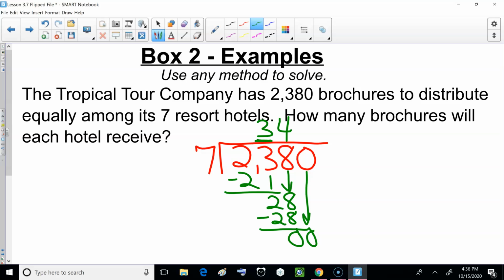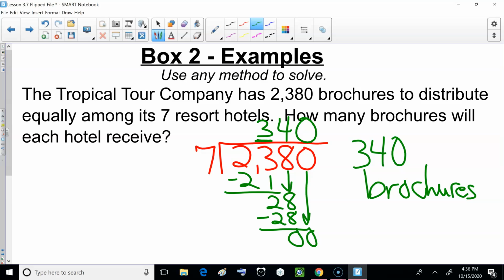Now I can't say I'm done because it wouldn't be 34, because if I multiply 34 times 7, that'd be small. Since 7 can't go into 0, I need to make sure I put a 0 in that place value. And we know it's a word problem, so you hopefully have more than just the answer. You should have 340 brochures.